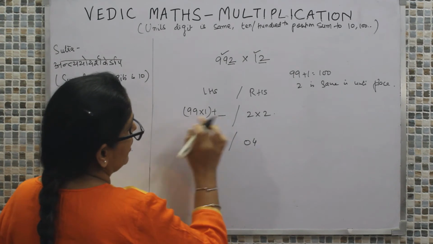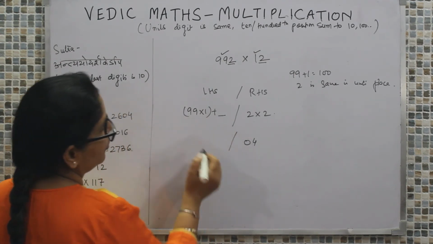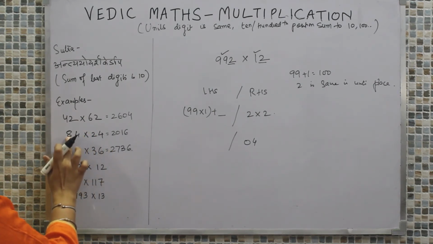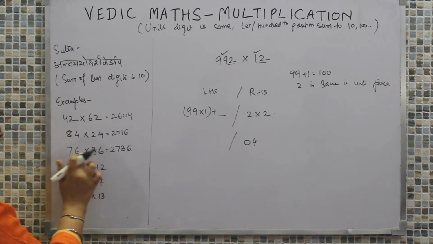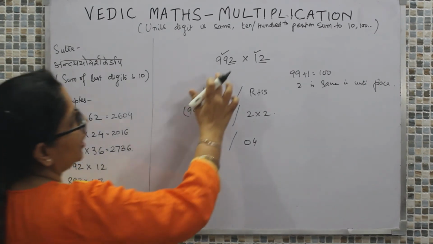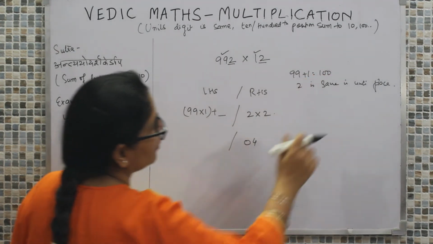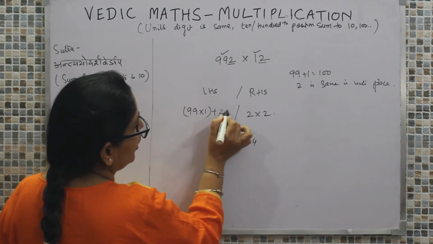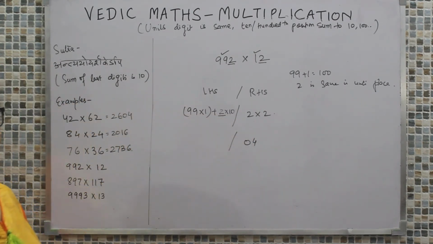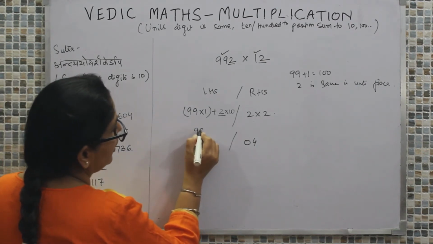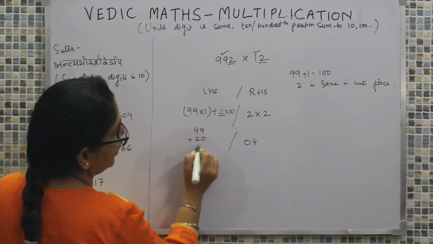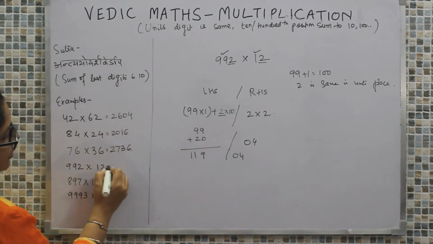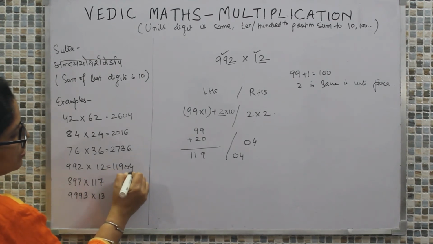Now coming to the LHS part, what we need to write over here. When we have done with 82, 84 and 24, what we did is 8 into 2 plus 4, 7 into 3 plus 6. But here because we are having 99 plus 1, that sums up to 100 instead of 10. So here instead of writing 2, we need to write 2 into 10. So that will be 99 plus 20. So it will come out to be 119/04. So the answer is 11904.